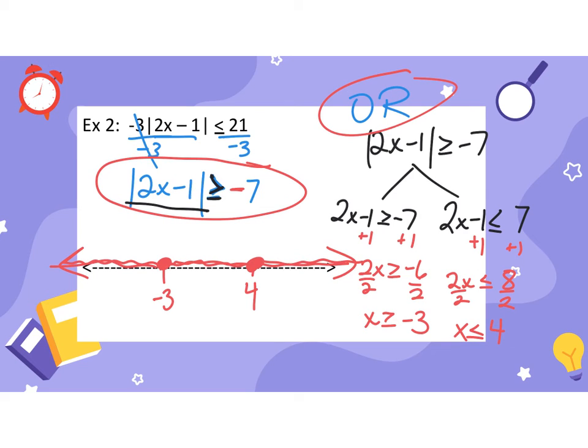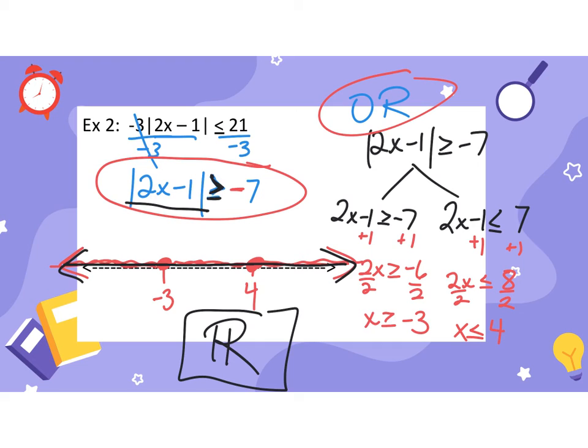Okay? And when I graphed this, I got a line that covered my whole number line. If we think back to our other problems that we did these on, what did that mean when I had everything defined? Was that the all real numbers case? Okay? So when you get an or problem that looks like this, and your graph is a line that is defining everything from negative infinity to infinity, it is going to be all real numbers.